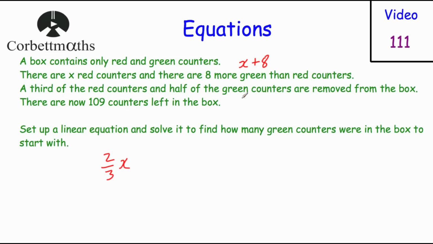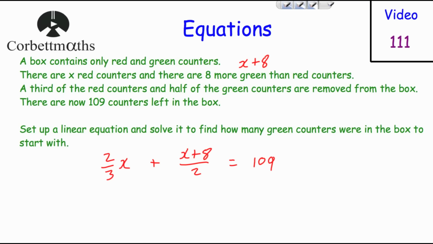Next, it says half of the green counters were removed from the box. So if we had x + 8 to begin with and half of them were removed, we've got half left. So that means there'd be (x + 8)/2 left in the box. And it says that the total of those is 109. So if we add those two together, we get 109, like so.